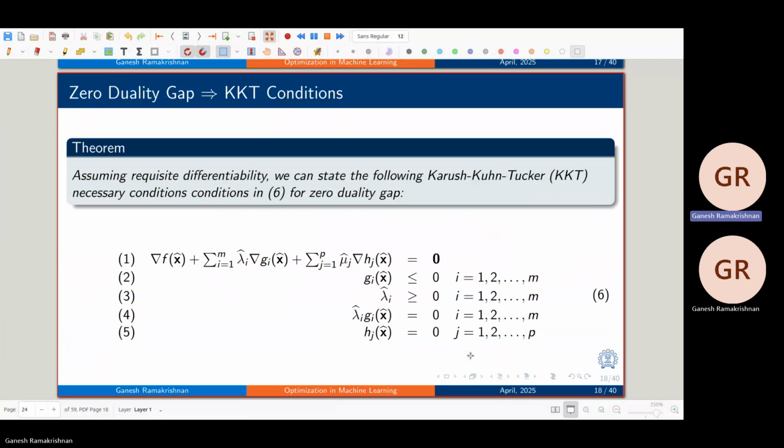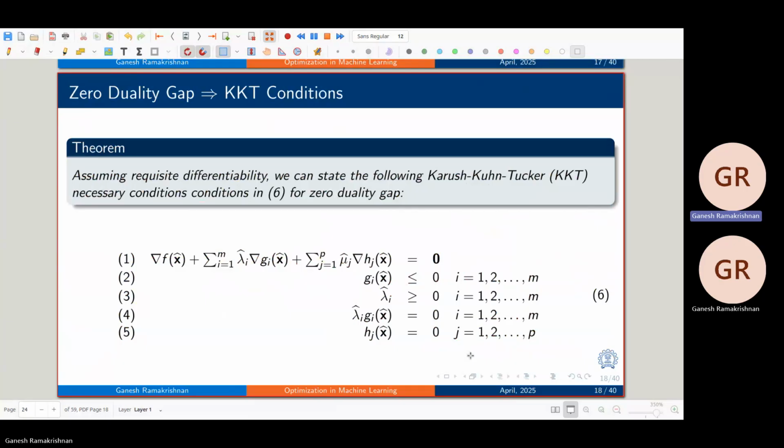So this gives us this. We'll go back now to the KKT conditions, what I wrote on the left side of the board. When there is zero duality gap, then the KKT conditions are implied. If primal and dual are the same. I'm not going through the proof.